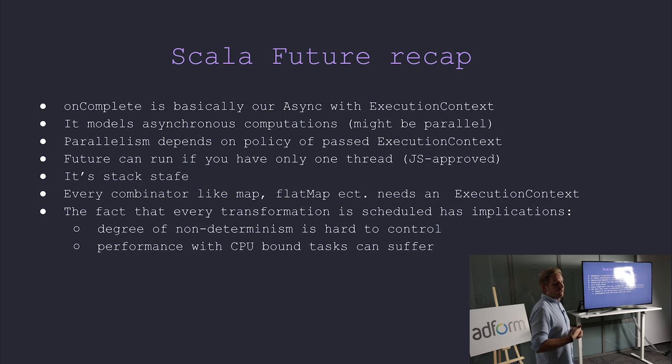It's callback based, and every computation is being submitted to the global execution pool or other execution pool that you pass in. The interesting thing is, if you read about future, they will tell you that it's for parallel processing. Well, actually not. Future is actually about asynchrony. The parallelism or other properties come from the execution context. So future can perfectly fine run on the Scala.js platform, where you have a single thread and you don't have any parallelism at all, right? It's stack safe because, as I said, you're submitting things to the execution context.